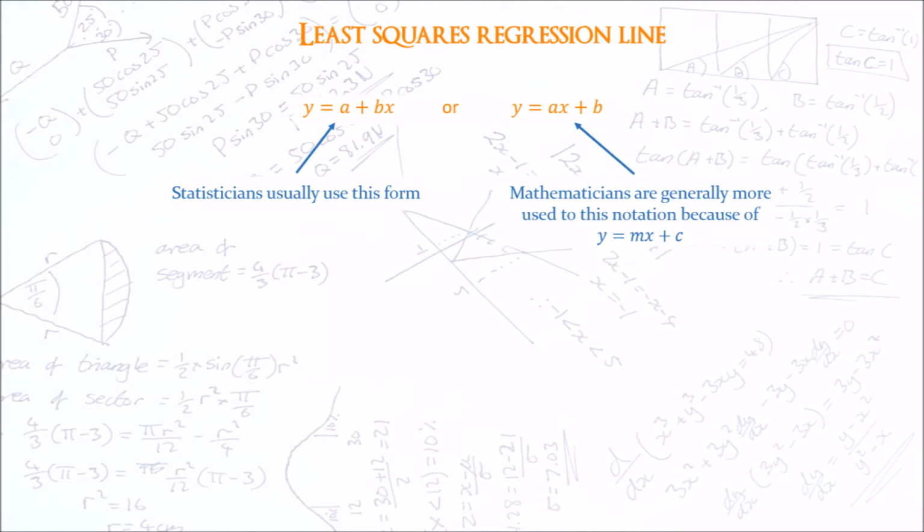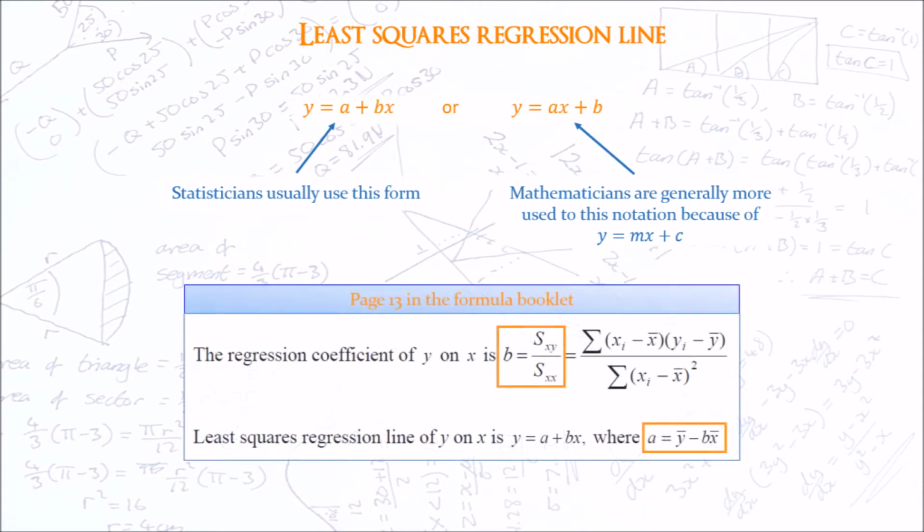It doesn't make a difference which way around you think about it, as long as if they tell you to do a certain way, you write it in that particular form. And when we come to the calculators in a bit, you'll see that there are two options to use either one of those two methods. Now, other than the calculator, you can also calculate it using SXY and SXX, etc., just like with the product moment correlation. And this can be found in the formula booklet.